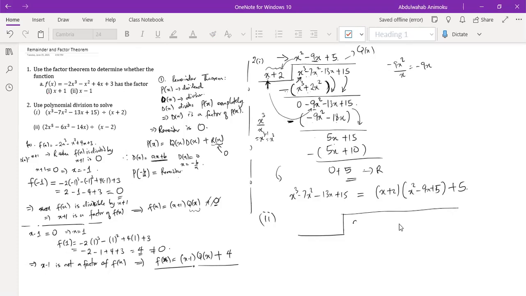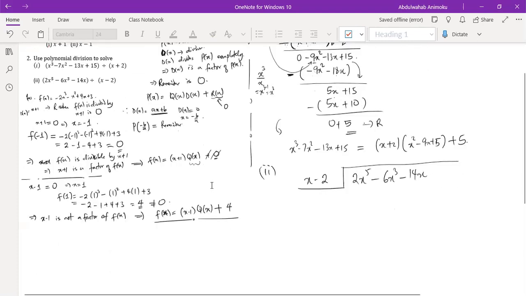The problem says 2x raised to the power 5 minus 6x cubed minus 14x divided by x minus 2. Now, again, the first thing, x goes into 2x raised to the power 5. That will give us 2x raised to the power 4. Now multiplying this, 2x raised to the power 4 multiplied by x is 2x raised to the power 5. And 2x raised to the power 4 multiplied by minus 2 is minus 4x raised to the power 4.